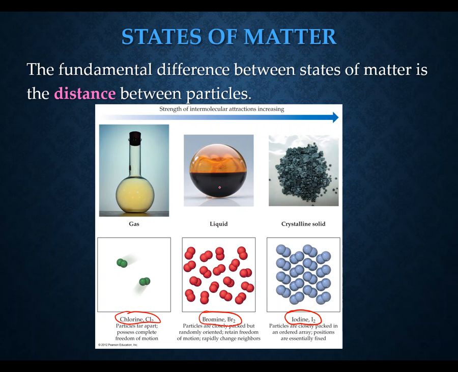The liquid here, bromine, is this brown-orangey color. But as you can see, if you look at the molecular level here, the particles are much closer together. They still have the ability to move and rotate, and they have more freedom, but they are much, much closer together.